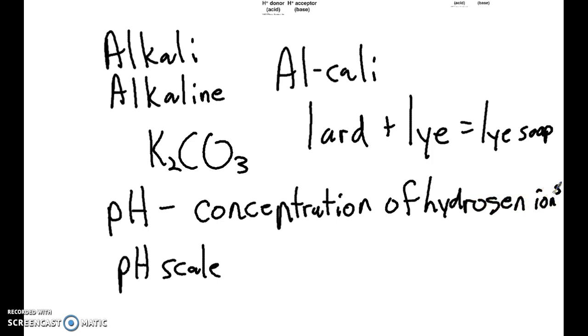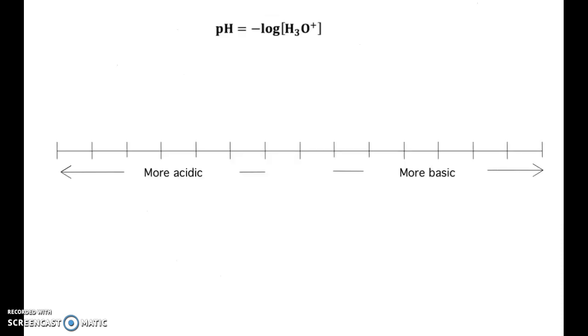Now you would think that that means that the bigger the pH, the more hydrogen ions you have, but as it turns out, that's not exactly true. Now, to explain how it works, let's look a little bit first of all at the pH scale.